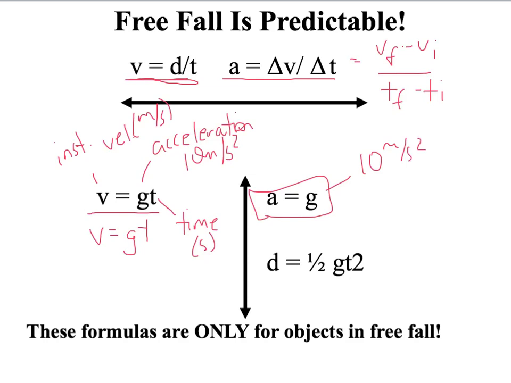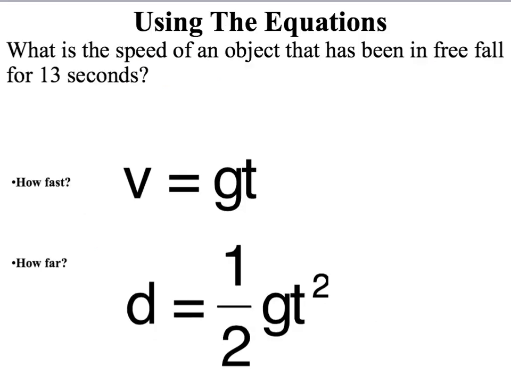And then we're going to use this formula too. d equals 1/2 g t squared. So distance in meters equals 1/2 times acceleration due to gravity times time squared. Now this squared right here, it only has to do with time. So don't square everything, just square that time. Let's do a couple of practice problems.